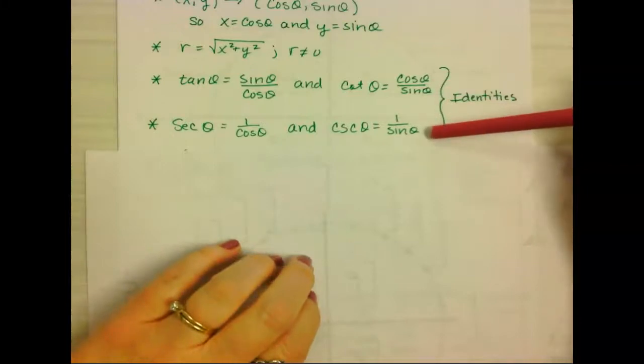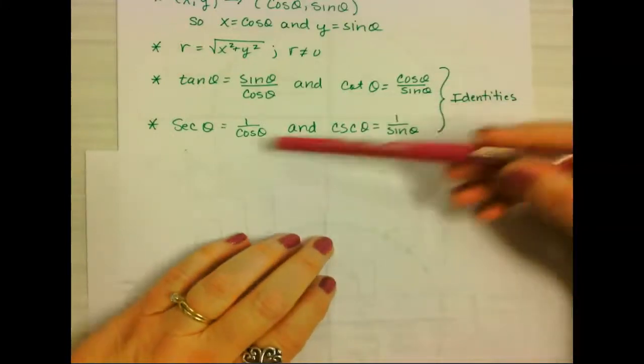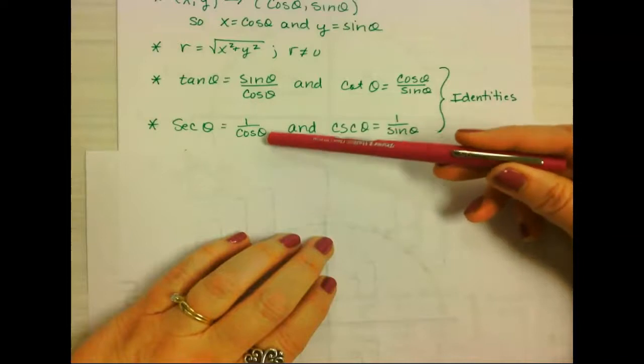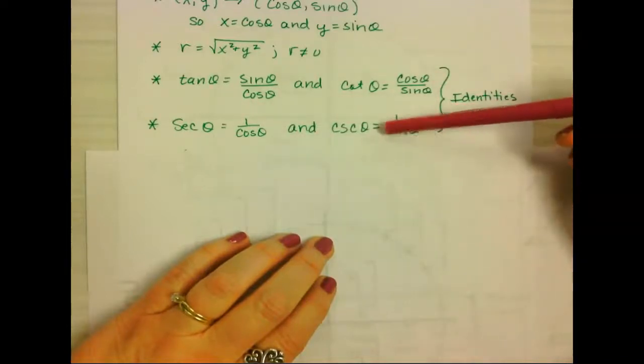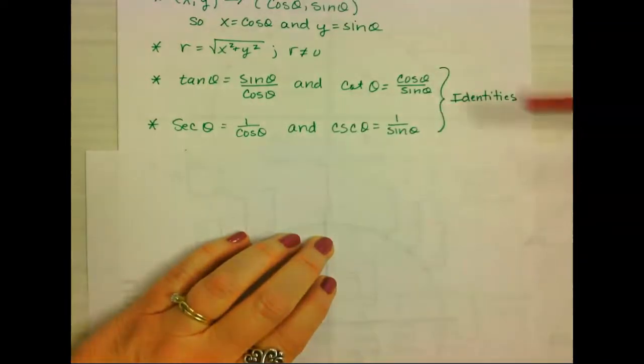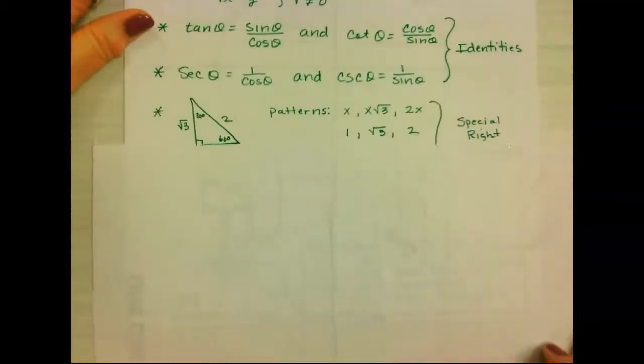And then we're going to use these two particular reciprocal identities, the fact that secant of theta is 1 over cosine of theta, and cosecant of theta is 1 over sine theta. So important identities. We've worked with more than that, but those are the main ones we'll use today.